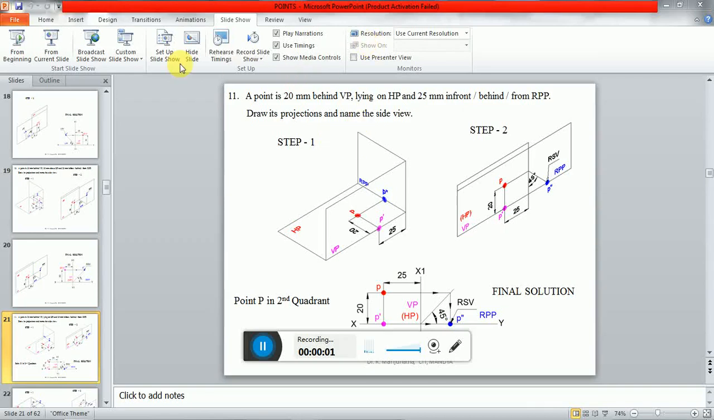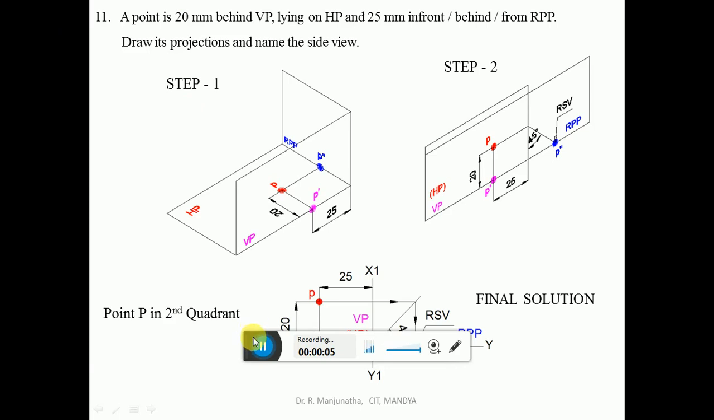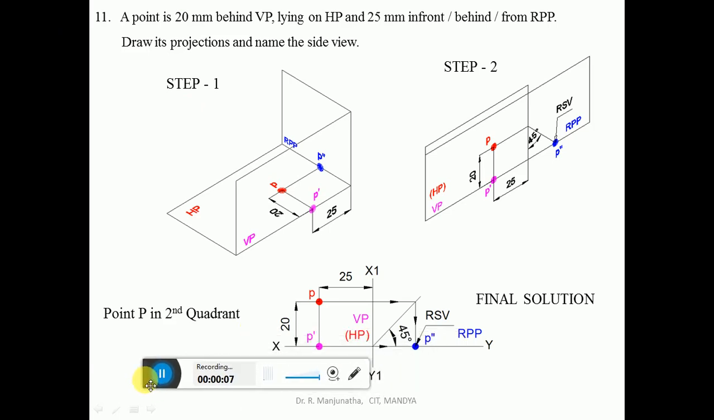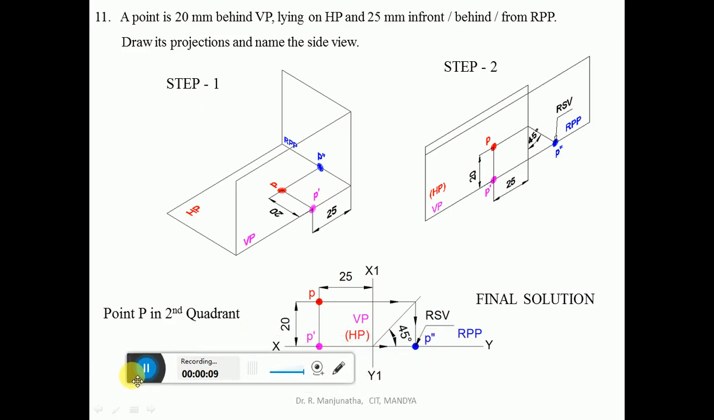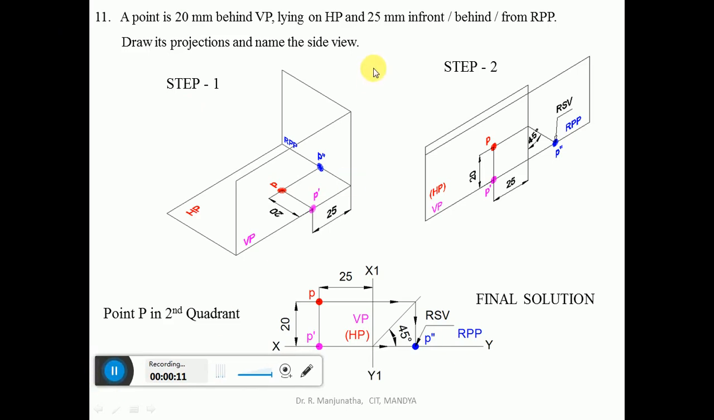A point is 20 mm behind VP, lying on HP, and 25 mm in front of, or behind, RPP. Draw its projections and name the side view.